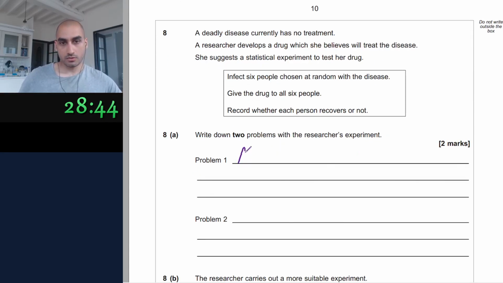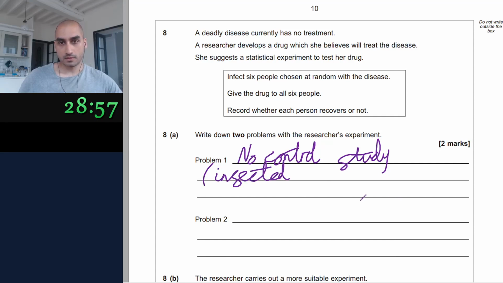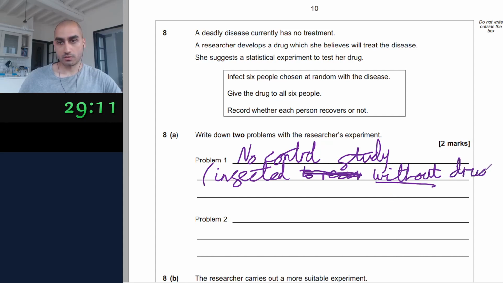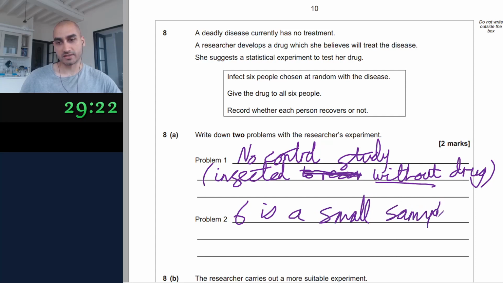Problem 1: no control study, so no infected people without the drug. Problem 2: 6 is, by any measure, too small a sample size.